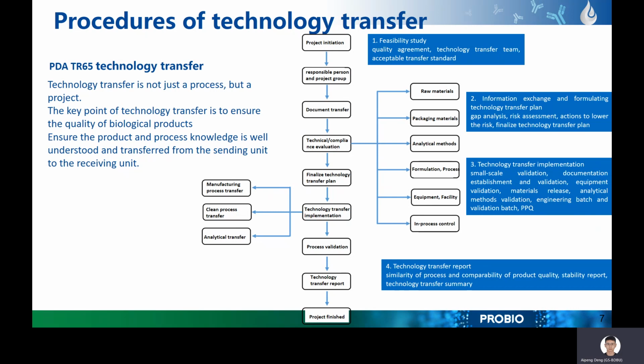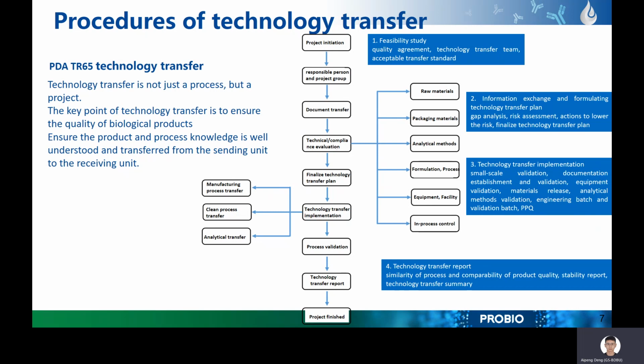In the transfer workflow, the tech transfer process should be set as a project firstly, and the responsible people and the groups should be assigned. Then sending unit starts transferring related documents, and the tech transfer group review these documents and conduct a risk assessment. Once risks are identified, protocols to reduce these risks should be planned. The MSAT can draw up technology transfer protocol. After this, the tech transfer can be implemented, and it contains 3 parts. There are manufacture process transfer, analytical methods transfer, and clean process transfer.